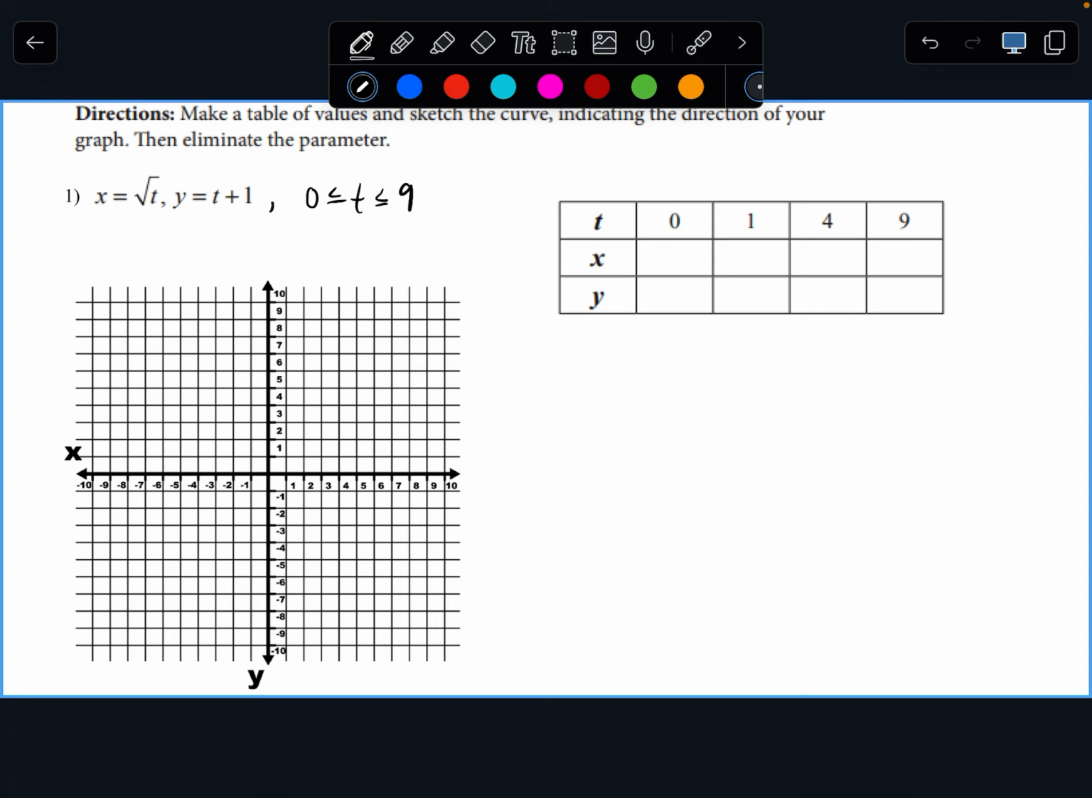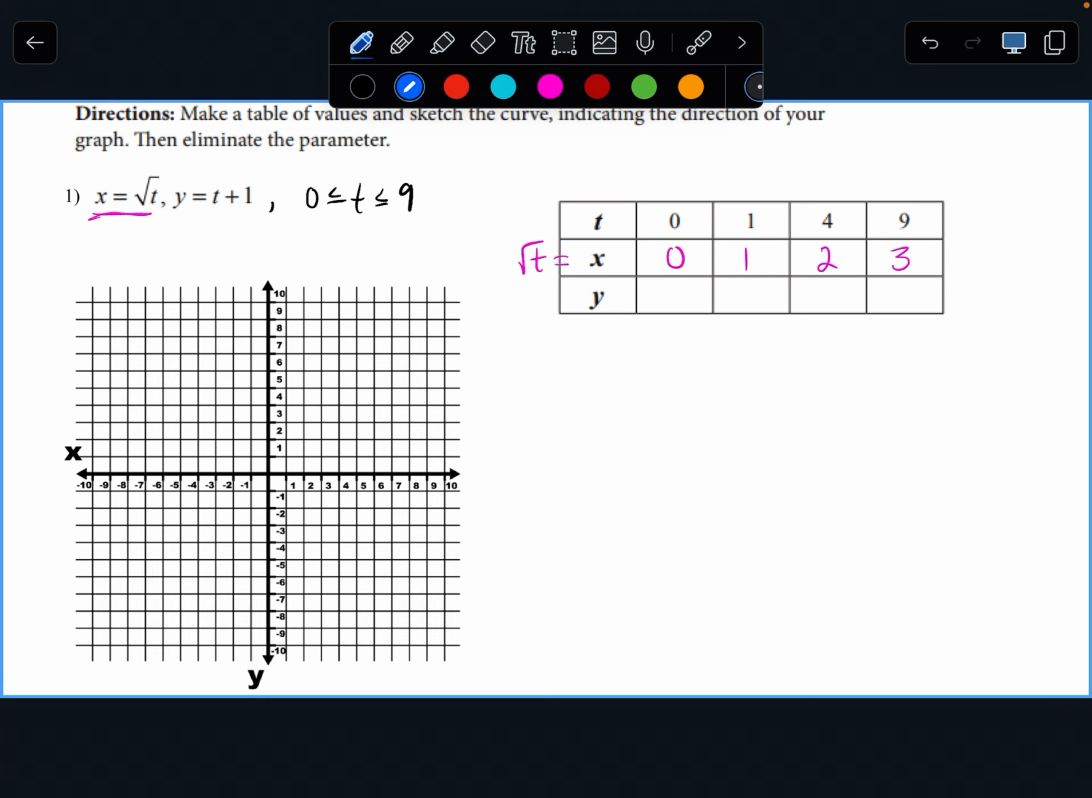Okay, so the first thing you do is really just generating. So x represents square root t, right? So all you do is you take the square root of each number. Sometimes the table is given for values, sometimes you have to come up with it. So just be strategic with it. If you're doing square roots, don't pick 2 because the square root of 2 is gross. Pick nicer numbers, make your life easier.